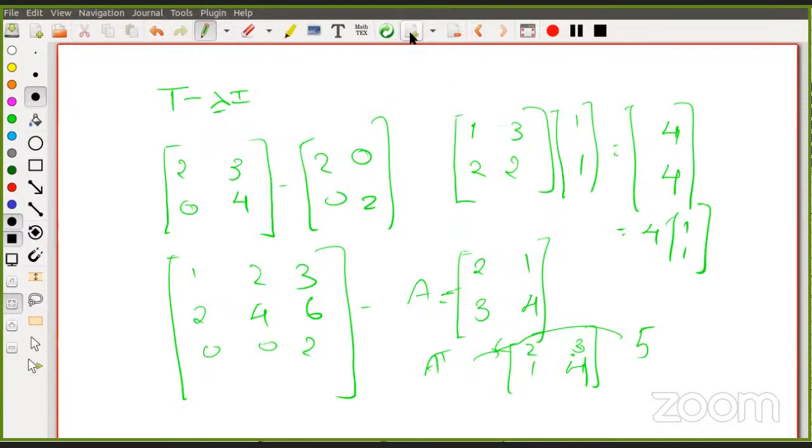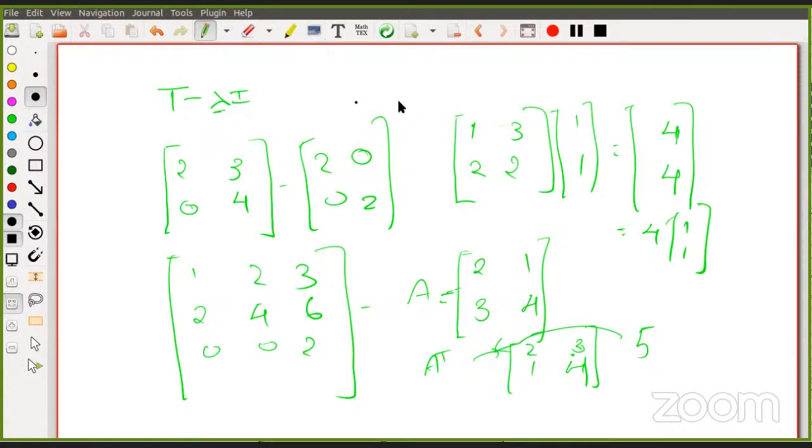Also, one other important point here is that eigenvalues and eigenvectors are only defined for operators. Operators are basically linear maps from one vector space to the same vector space. If we take one vector space to some other vector space, then eigenvalues and eigenvectors are not well defined.